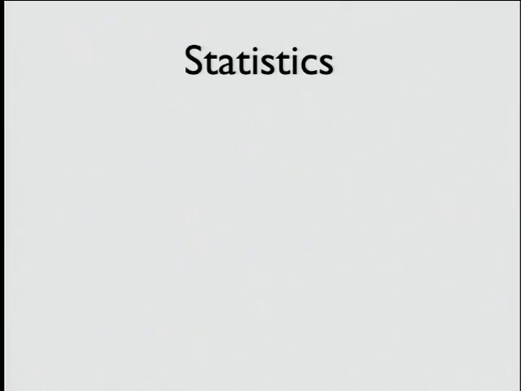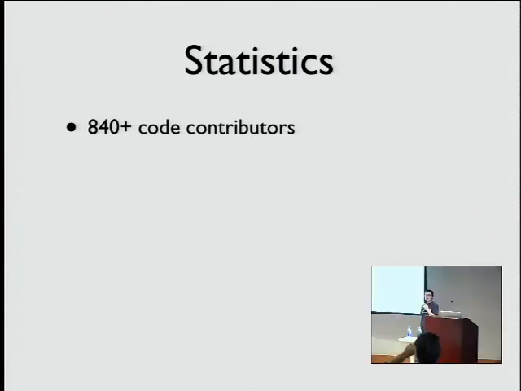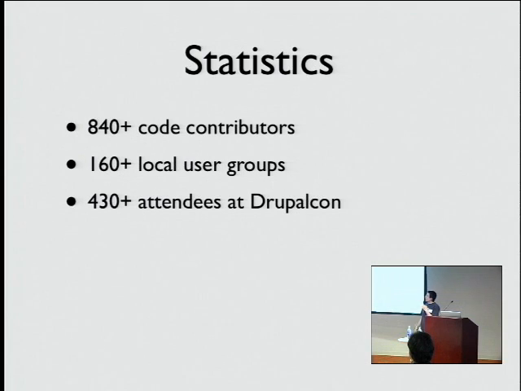So here are some statistics about our community. We have over 840 code contributors, so that's people contributing patches to Drupal core, also people with CVS accounts that have contributed modules and themes and things like that. There's over 160 local user groups spread throughout the world. We had over 430 attendees at our last DrupalCon, which is interesting, because our first DrupalCon, held in September of 2005, had 20 people. So we've been going up and up as things go on.